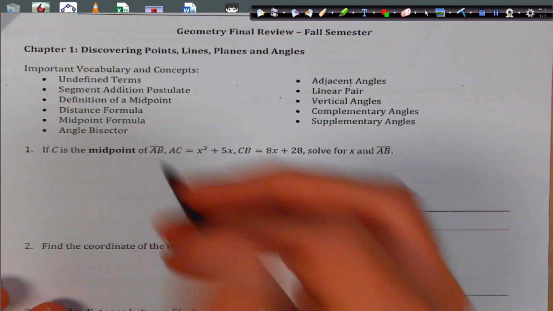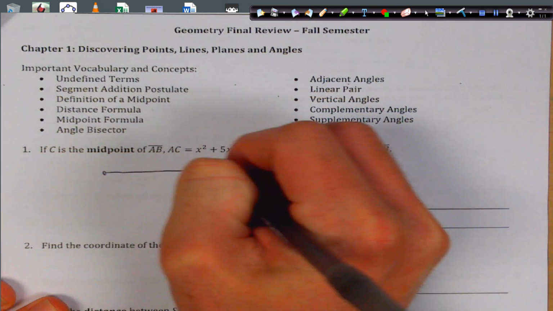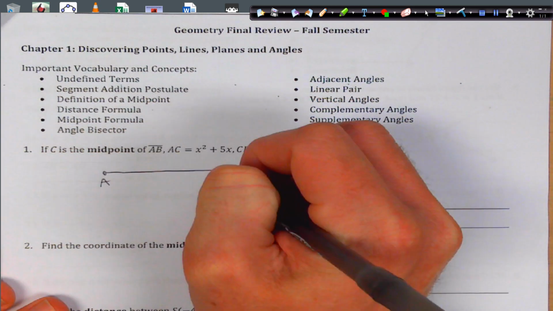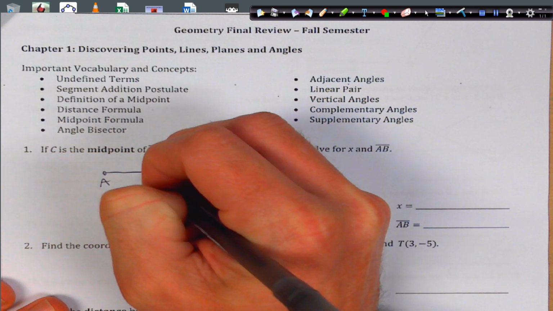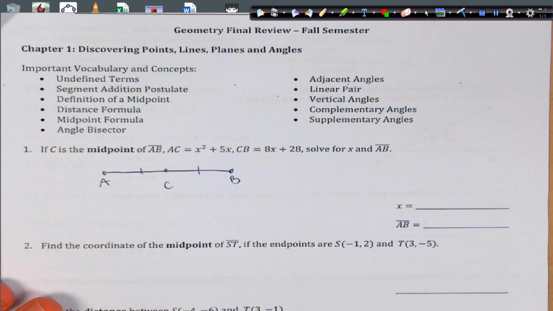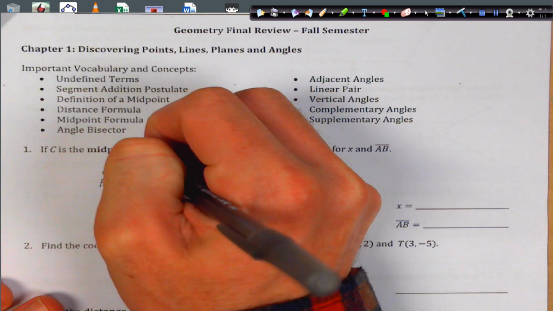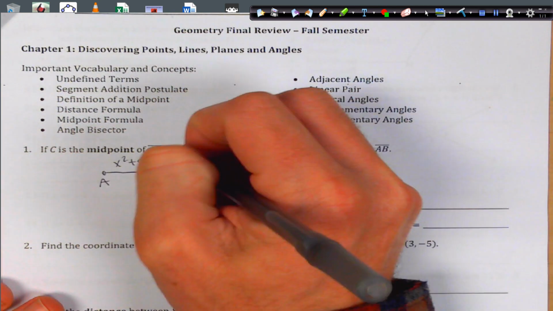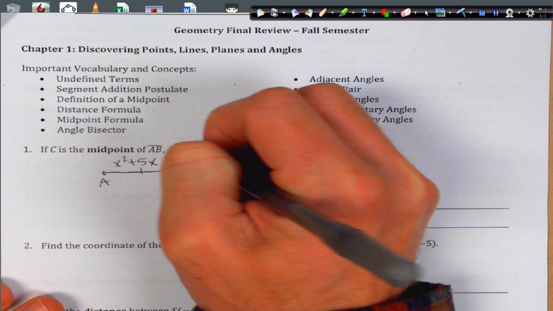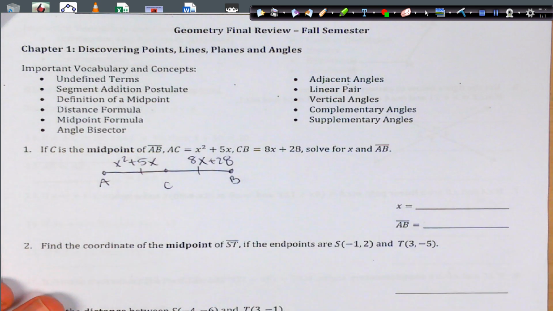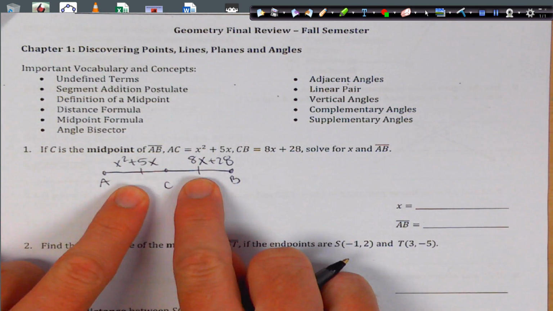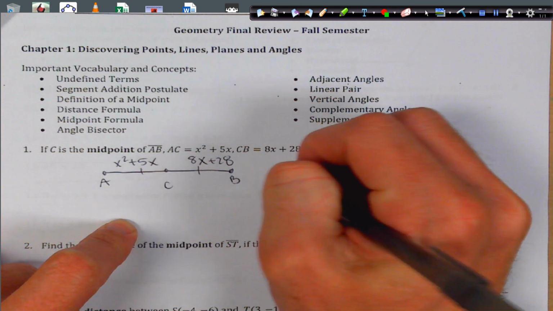C is the midpoint of AB. So the first thing I'd like to do is draw a picture of AB. And C being the midpoint, which means it cuts that segment into two congruent parts. AC is x squared plus 5x, and CB is 8x plus 28. Since these have congruency marks to equal measure, we're going to set them equal to each other.